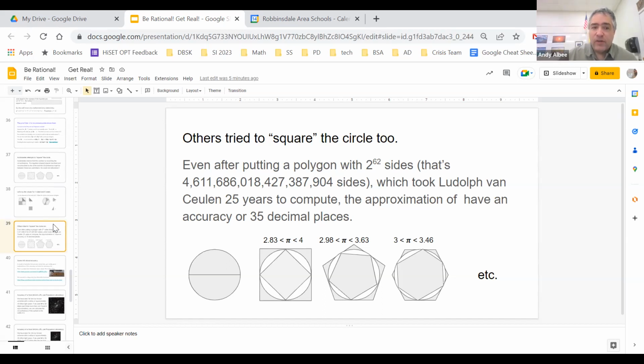Archimedes did this. Some other groups did this. Ludolph van Ceulen did a polygon with 2 to the 62 sides on the inside and outside. It took him 25 years to calculate this out. And he actually got pi to an accuracy of 35 decimal places. It's actually engraved on his tombstone. You can go to Denmark and see his tombstone and see pi written out. Okay. So realize how long this took him and how accurate he got.